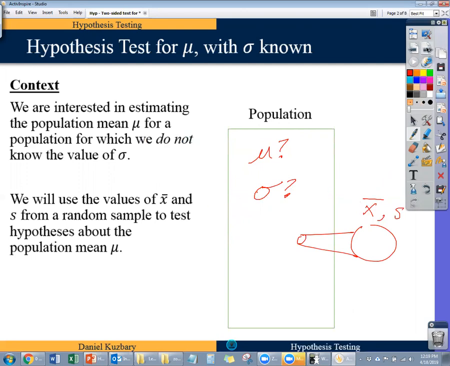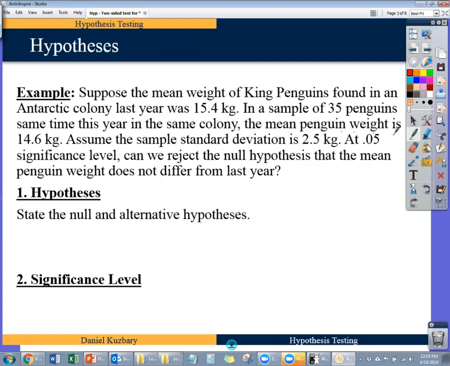So I'll show you that as I work through this example, how this context changes how you do the hypothesis test, but we'll get through it. By and large, the hypothesis test method works the same until you get to the probability distribution part, because the context changed. So I've got a question about penguins.